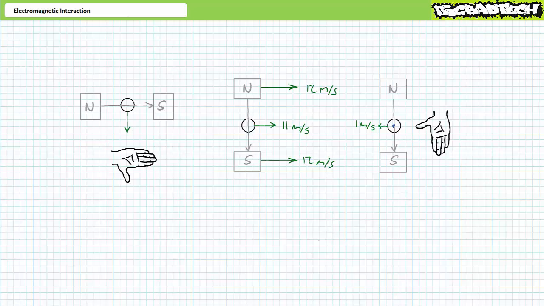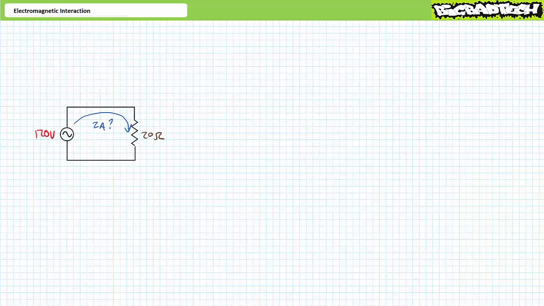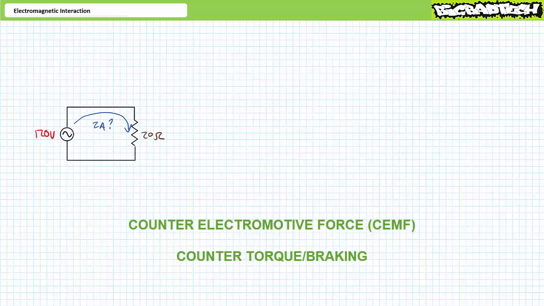Alright, now that we've got an understanding of electromagnets, Faraday's law of electromagnetic induction, Fleming's left-hand motor rule, and Fleming's right-hand generator rule, you should be at a point where you can confidently explain motor movement and generator action on an introductory level. Let's take it one step further and examine the origins of two additional phenomena: counter-electromotive force, or CEMF, observed in motors, and counter-torque, or braking, observed in generators.